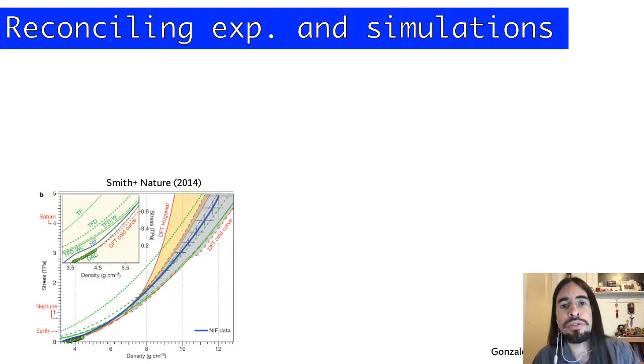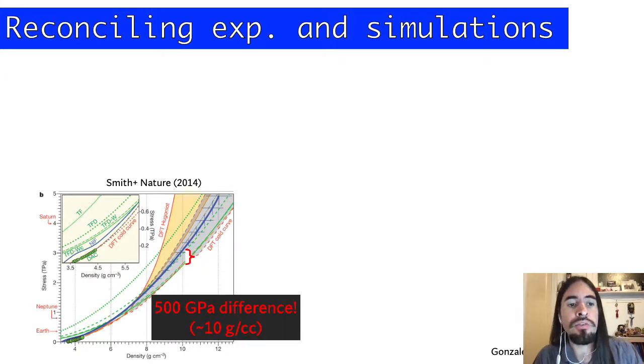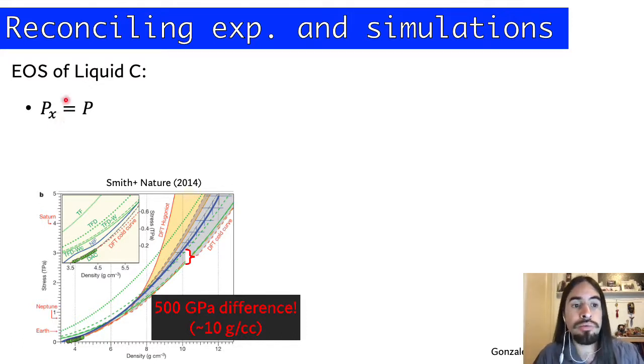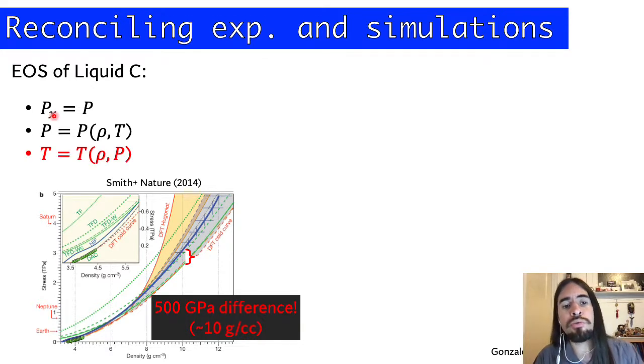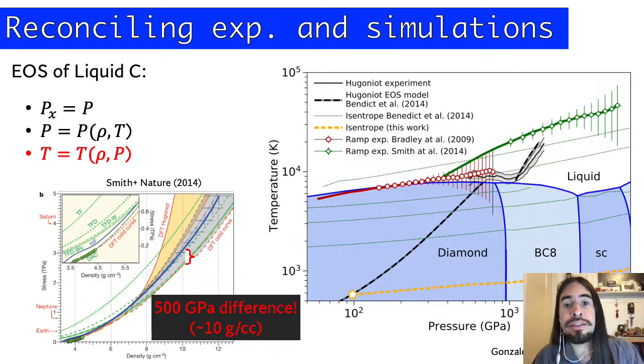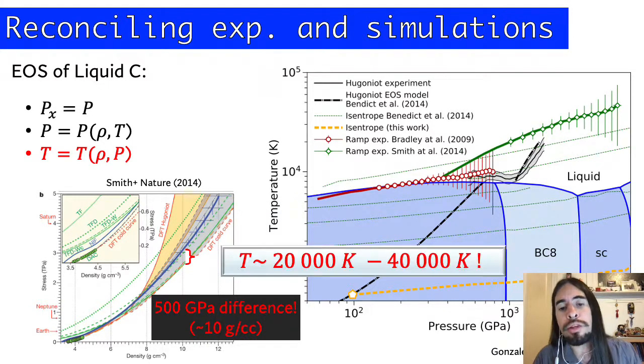Now, there are still some issues reconciling the simulations with experiments because there's a huge difference in stresses between the cold curve and the reported data. For example, if we assume the equation of state of liquid carbon and that the reported stress corresponds to the hydrostatic pressure, then the temperatures that we infer basically exceed 20,000 Kelvin, which is probably not plausible for these experiments, but it cannot be ruled out so far.